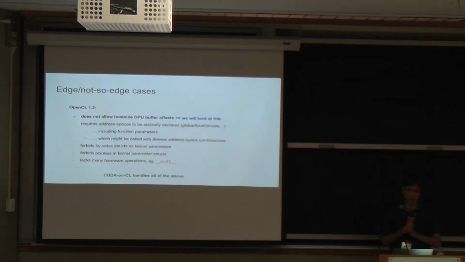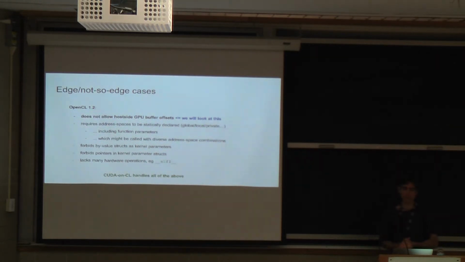Okay, there are a number of edge cases, and not so edge cases, with trying to run NVIDIA CUDA on OpenCL 1.2, because OpenCL 1.2 has a lot of restrictions. There are a lot of things that are allowed in NVIDIA CUDA which are not allowed in OpenCL 1.2. So how to handle those? I don't have time to go through the details of all of these here because I've only got a certain amount of time. We will just pick one of these, which is handling the host-side GPU buffer offsets, but I'm going to go through the other challenges that CUDA-on-CL handles.